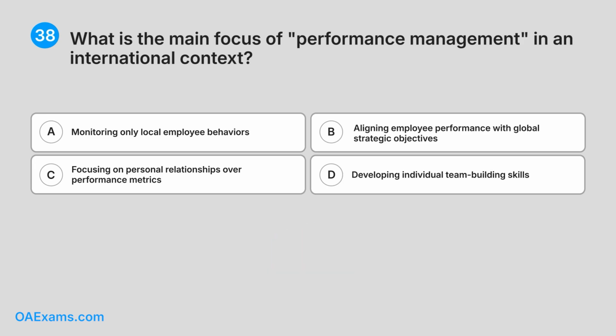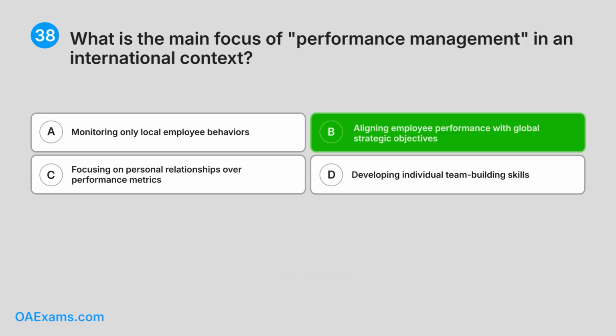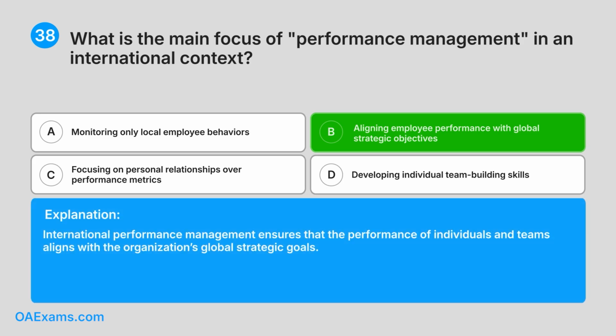Correct answer, B. Aligning employee performance with global strategic objectives. Explanation. International performance management ensures that the performance of individuals and teams aligns with the organization's global strategic goals.